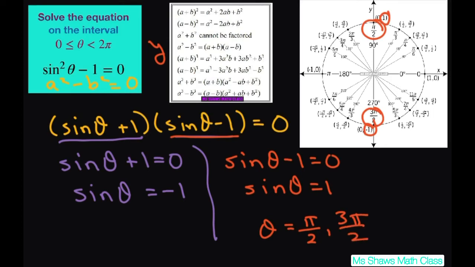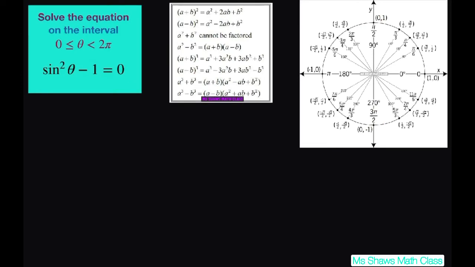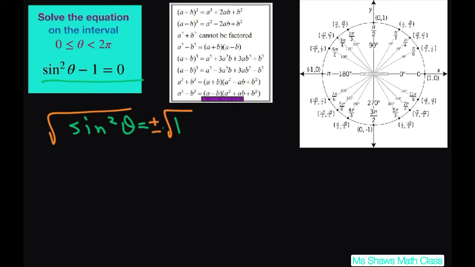Of course, there's another way to do this. You could have just, from here, added 1 to both sides. Then take the square root of both sides. Be careful with this when you take the square root of both sides. You need to put plus and minus. So this would give you sine of theta equals plus or minus 1. And you get the same results.